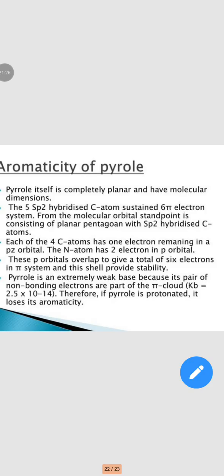Each of the 4 carbon atoms has 1 electron remaining in a pz orbital. The nitrogen atom has 2 electrons in a p orbital. These p orbitals overlap to give a total of 6 electrons in the pi system, and this shell provides stability.